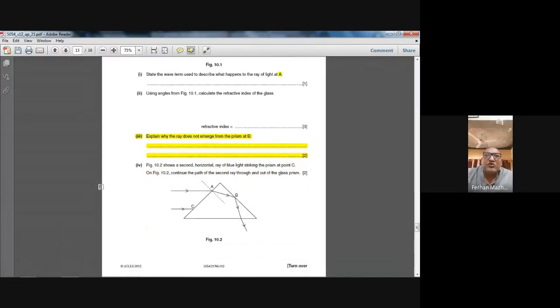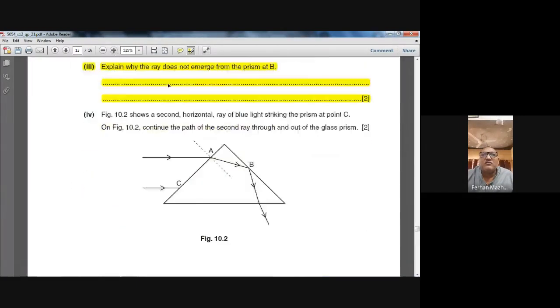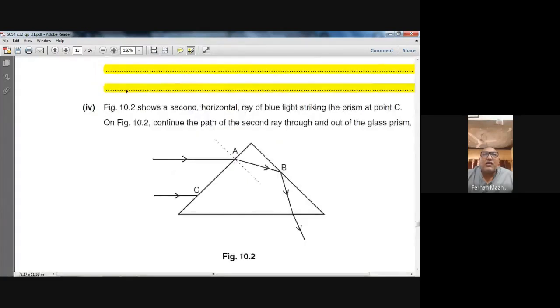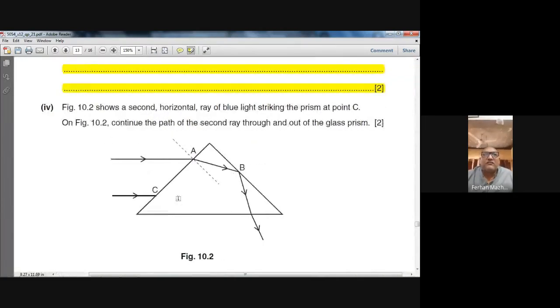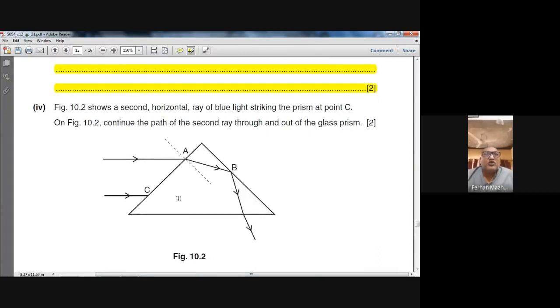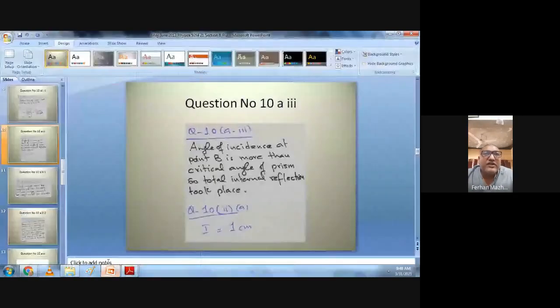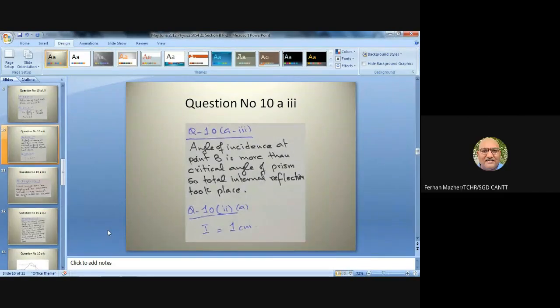Figure 10.2 shows a second horizontal ray of blue light striking the prism at the point C. On figure 10.2, continue the path of the second ray through and out of the glass prism. It's a 2 mark question, and you should have your geometry box with you. I've done this answer.